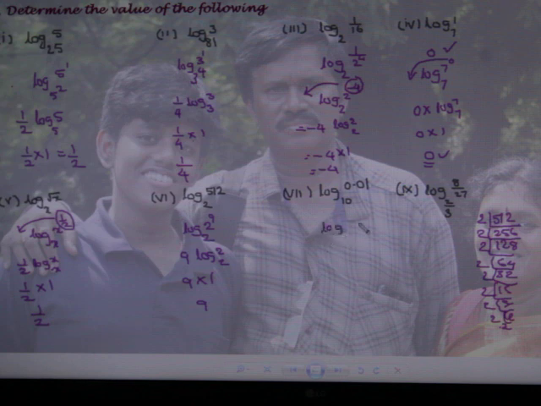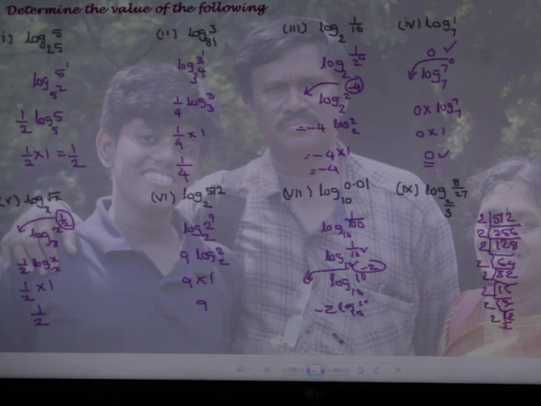Log, this can be written as 1 by 100, how many numbers are there after the decimal? 2. Therefore, that is 1 by 100, base 10. This can be written as 1 by 10 square, base 10. 10 square, if you bring it to the numerator, it becomes negative, minus 2, base 10. Minus 2, bring it to this position, minus 2 log 10 base 10. Minus 2 into 1 is equal to minus 2.